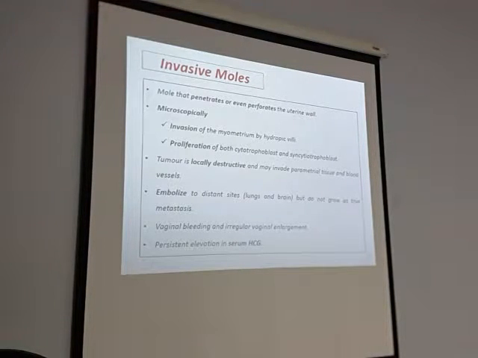In complete, all the villi are affected. In incomplete, only a few villi are affected. The grape-like tissue is the chorionic tissue. You got it?